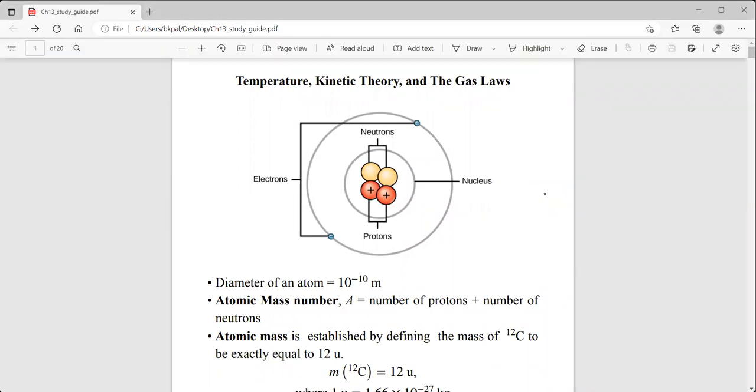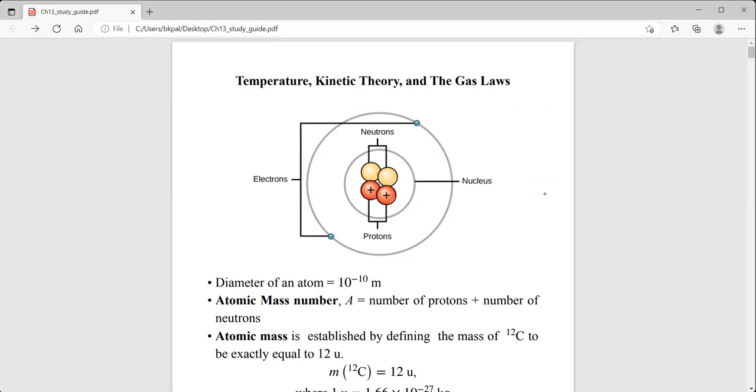So today I'm going to start a new chapter, and here you are going to learn about temperature, kinetic theory, and the gas law. Okay. To start this, we need to understand some terminology. So let's start with that. The first thing you need to understand is an atom.